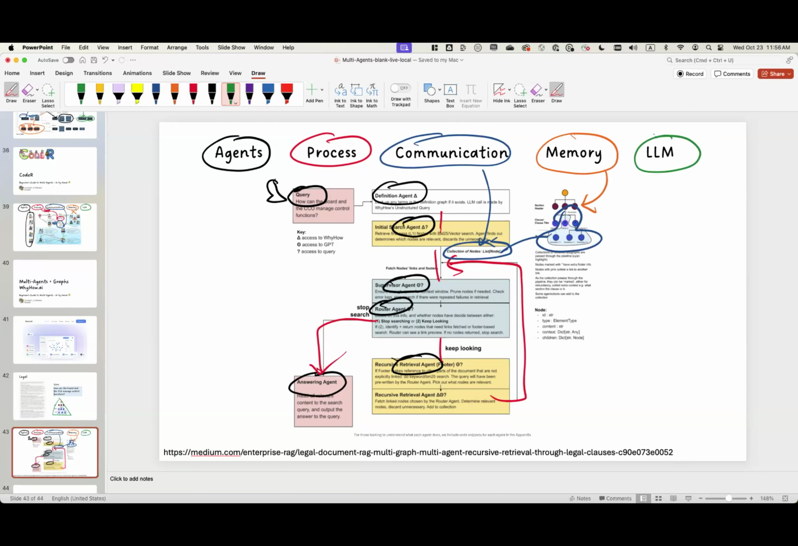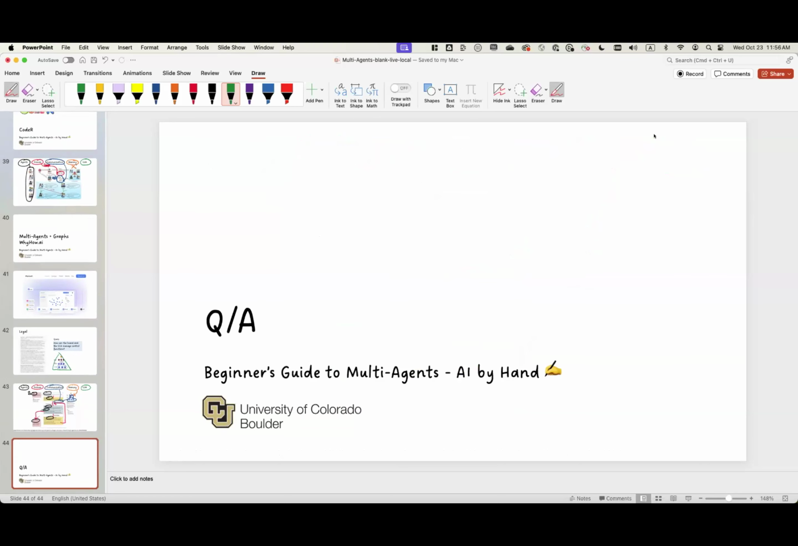Okay, so let's very quickly go through how to apply this. If you understand some basic concepts, process, communication, memory, large language model, agents, if you apply the same set of concepts, they help you go through multiple use cases and analyze multiple frameworks, how you can achieve and solve a particular business problem, model your existing business process, and help you succeed. All right.